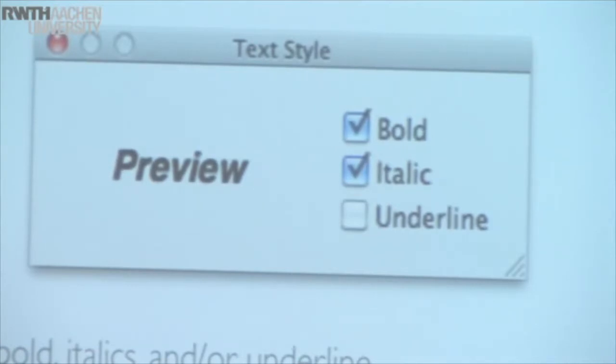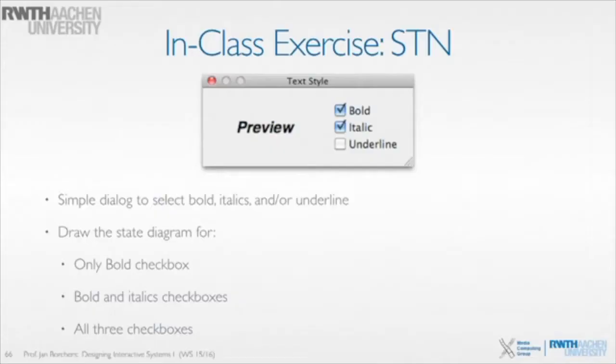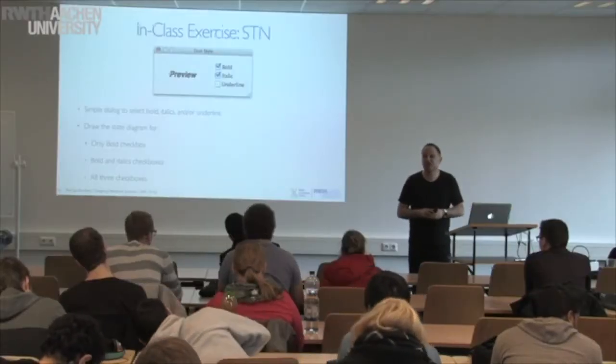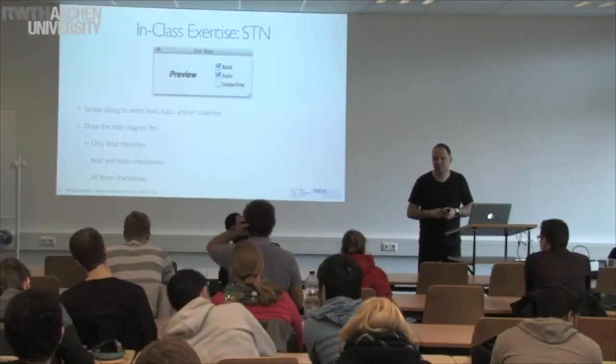So you'll need a little bit of a piece of paper here for this exercise. We can do this. This is 10 more minutes. I'm sure you can manage. First thing we do is just grab a piece of paper and with your neighbor draw a very simple dialog, just the bold option. Imagine a very simple dialog that has only the bold option available. What does the state transition network look like?